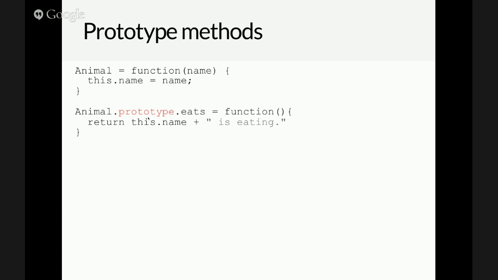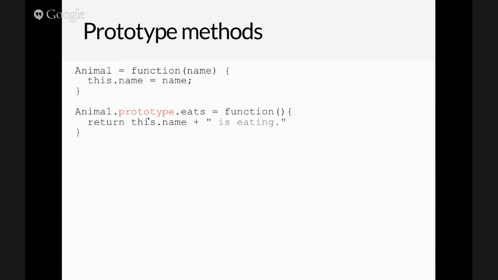So let's take our simple constructor. We have animal equals function. It takes an argument, a name, so you can name the animal. And we're going to say this.name equals name. We can attach a method to the prototype. So we're going to say animal.prototype.eats. A handy way to remember a little trick about protos and prototypes: objects will have protos. Functions will have prototypes.